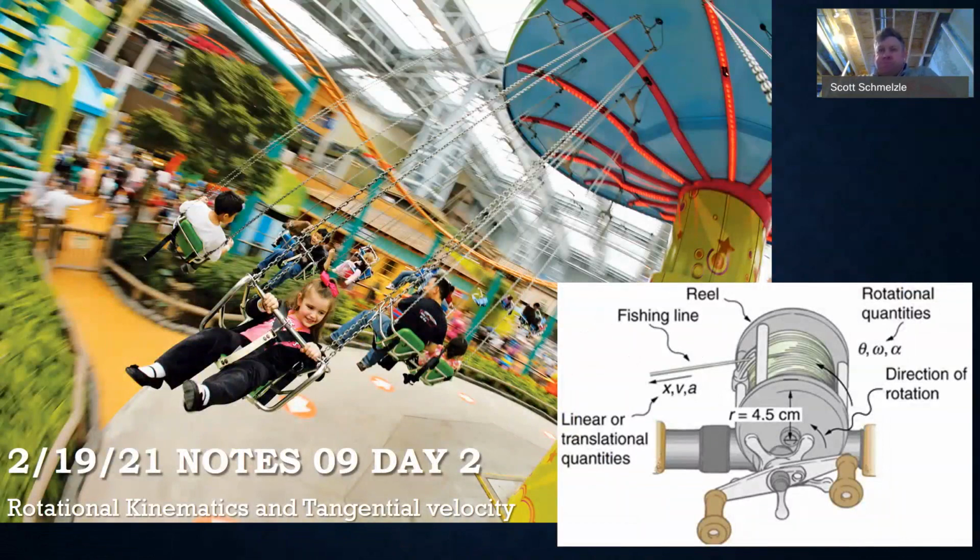So what you're kind of seeing here in the bottom right corner is a fishing reel and the ability to translate kind of that rotational bit to the actual line going out, so to speak. And then on the left, you've got the swing ride at Mall of America. Obviously, the faster you start to go, the wider we start to end up getting.